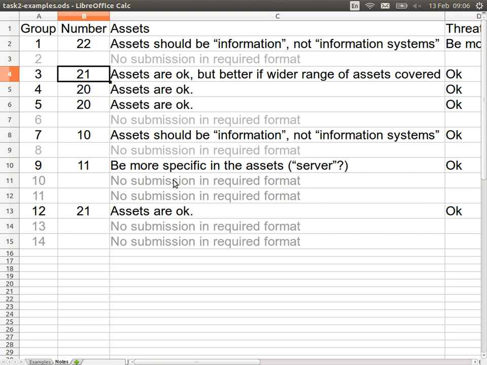So assets are okay means the list of assets you gave makes sense or is appropriate. Be more specific. Some of the assets, like the asset is a server. Well, there are many types of servers. The web server, the database server, the email server, which web server, the www.sit, reg.sit. So be specific if you talk about an asset. Remember, assets are the things that are valuable to us. But I think most people are okay there.